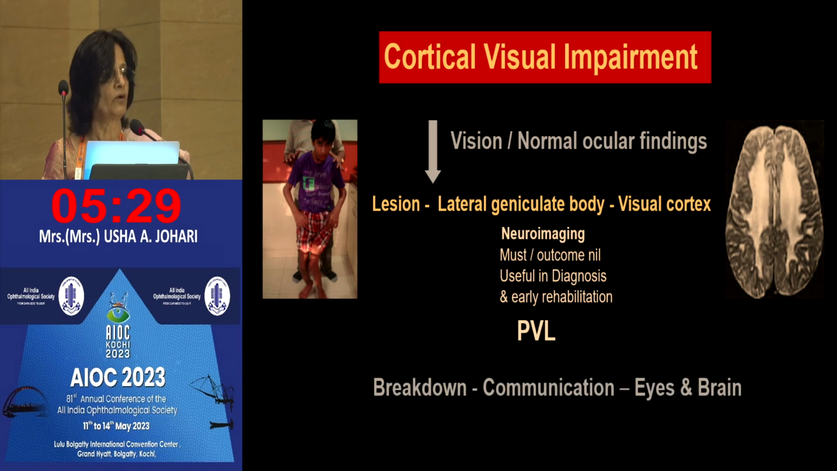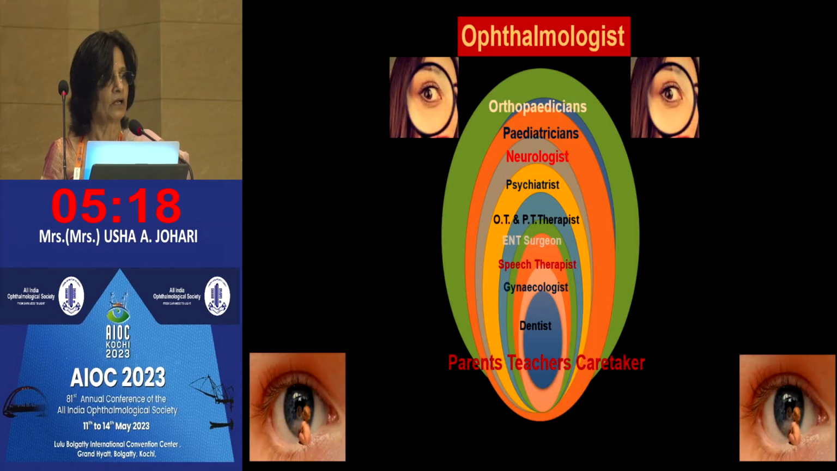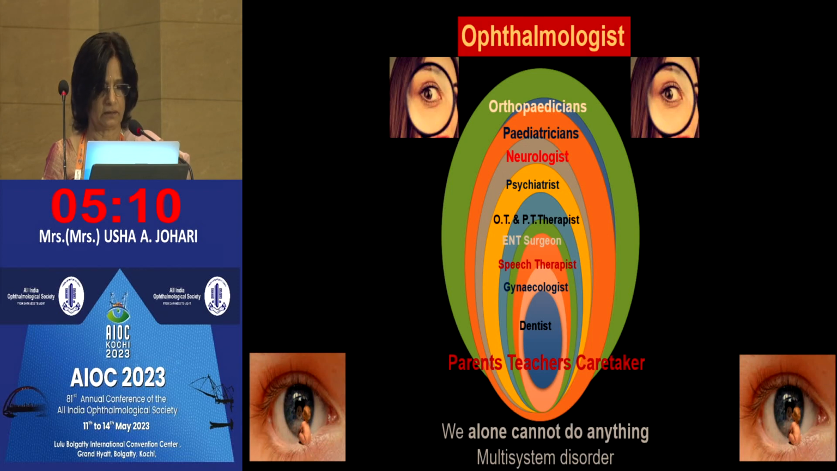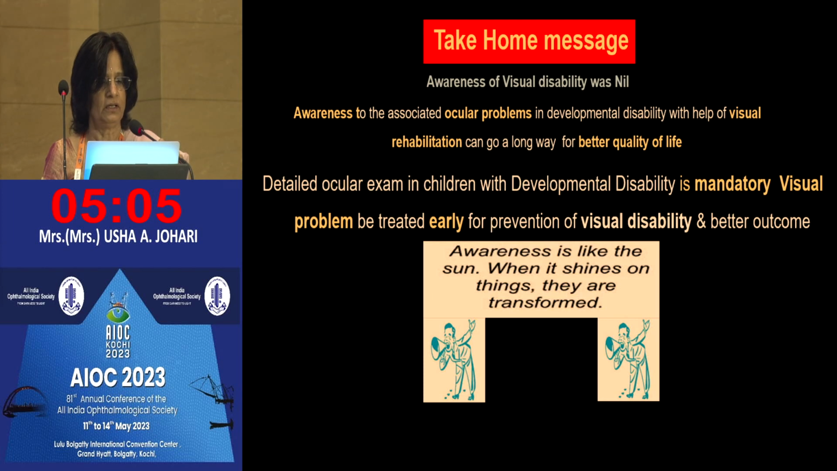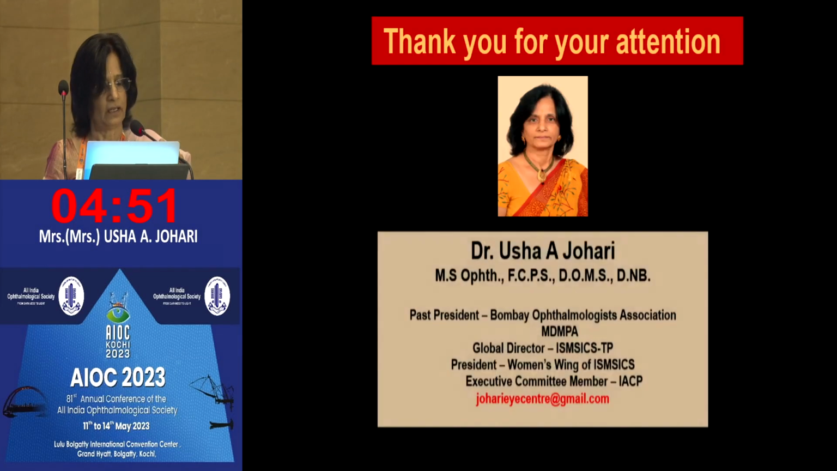This is a child with a cortical visual impairment where there's a fall of vision and the ocular findings are normal, and there's a breakdown in communication between the eyes and the brain. So, I would conclude saying that we as ophthalmologists cannot manage this problem alone. It's a multi-disciplinary issue, and all of us in coordination can definitely do something for these children. So, the take-home message is the awareness of visual disability is nil, and these children we need to tackle at an early age, and see what best we can do. Thank you for your attention.